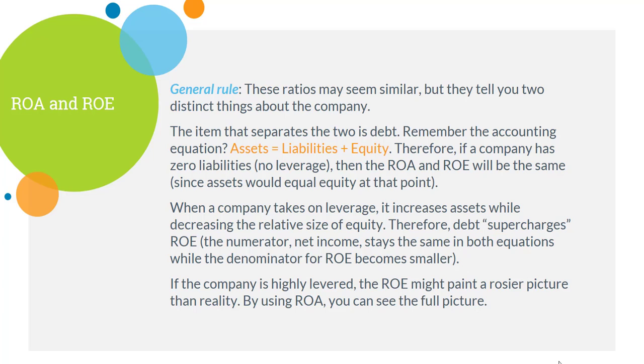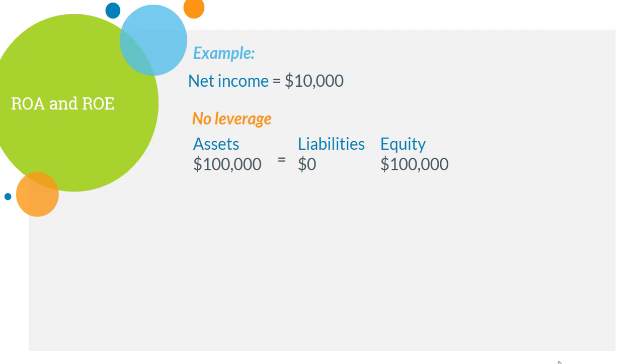Alright, so after that explanation, you are probably completely confused. You're like, alright Nate, you completely confused me. Show me an example. Alright, let me show you guys an example of what I'm talking about. Let's say that you have a company and you have net income of $10,000. And at your company, you have zero leverage. So in other words, assets of $100,000 is equal to equity of $100,000. And you have zero liabilities, so you have zero leverage.